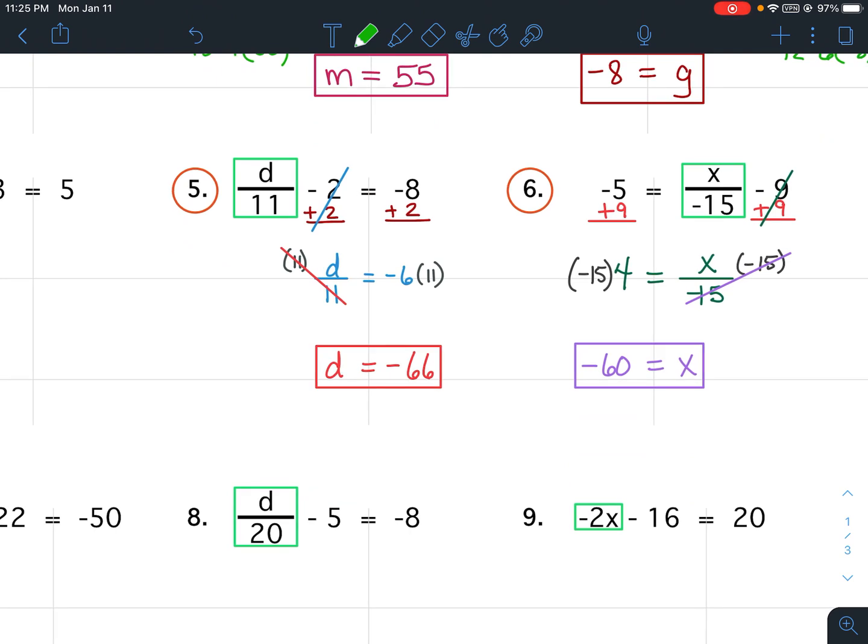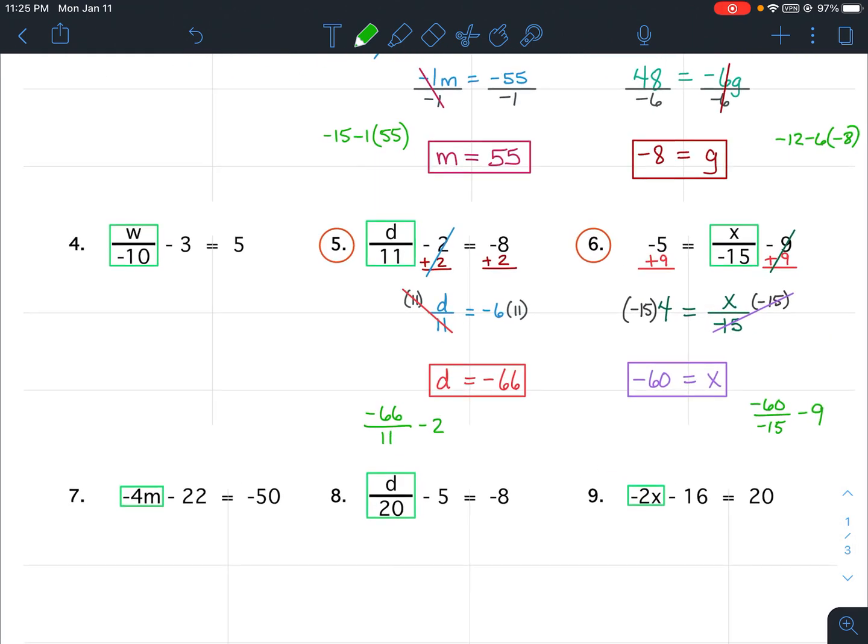For number 5, to check this answer, I would use this right here. So I would put my answer over 11 and subtract 2. And I should get -8. For 6, I would be putting this into my calculator. So I would put in my answer of -60 over -15, then subtracting 9, and I should get -5.